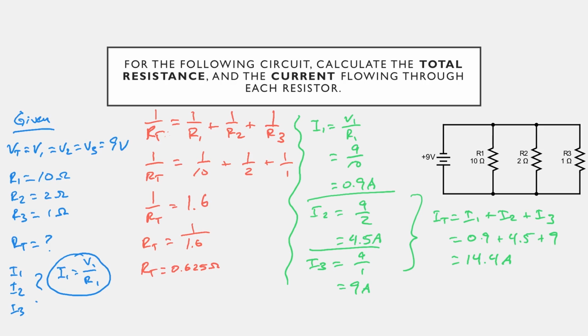amps. And if you wanted to verify that, we could do that using Ohm's law, because we know that V equals IR for the total system. So what that means is the total potential difference should be equal to the total current times, sorry, let's go back here. The total current multiplied by the total resistance, which would be 14.4 times 0.625. And if we are correct here, that should equal 9 volts.